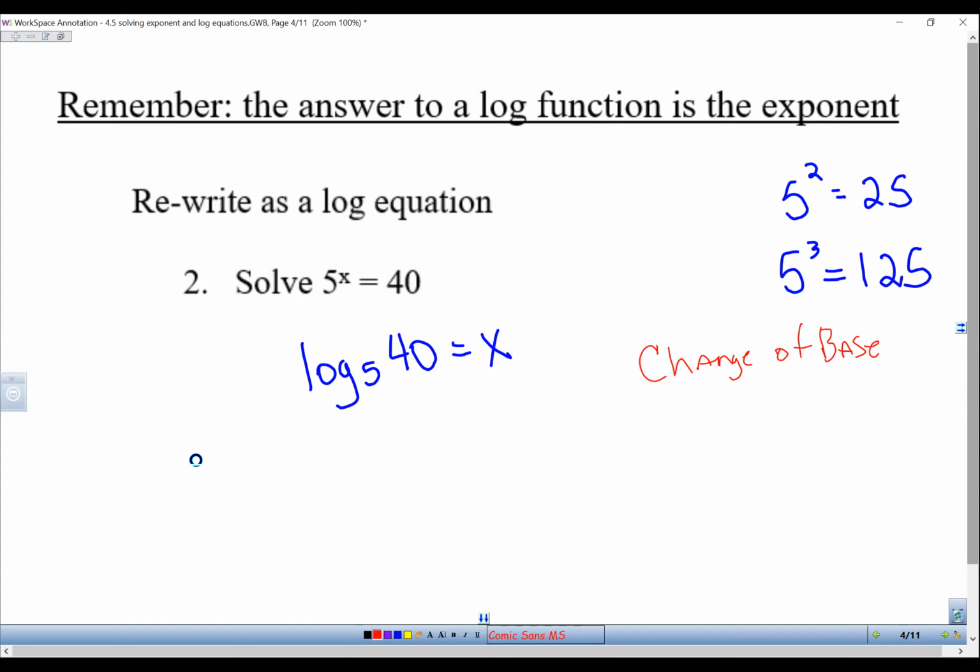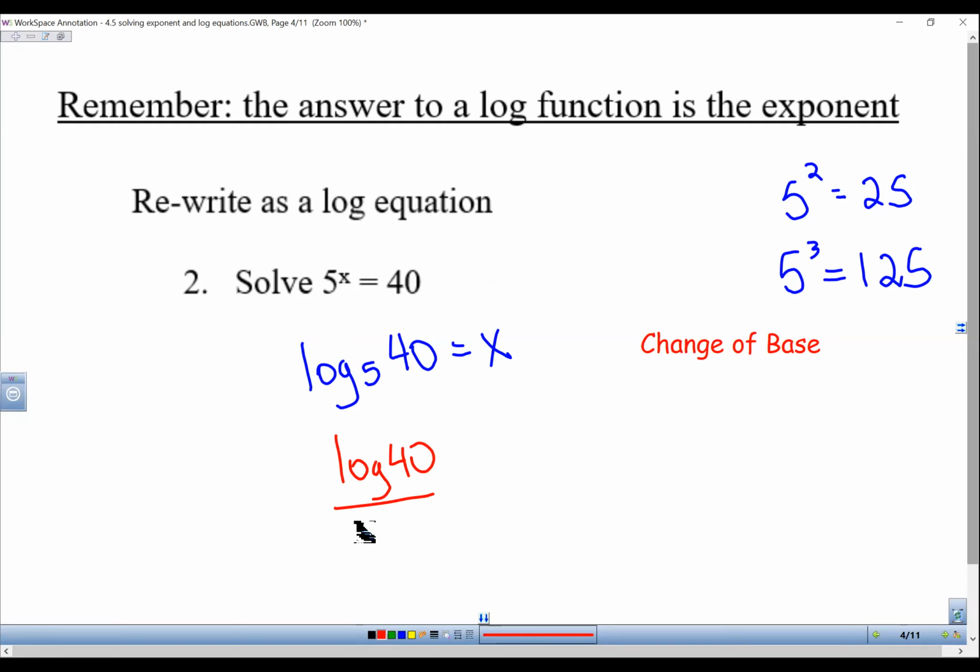Okay, so that was from the last section. So remember, we're going to rewrite this as the log of 40 divided by the log of 5. Now, pay attention to the question. The answer, the way it is right now, is the exact answer. So if the question says find the exact answer, you would leave it like this.